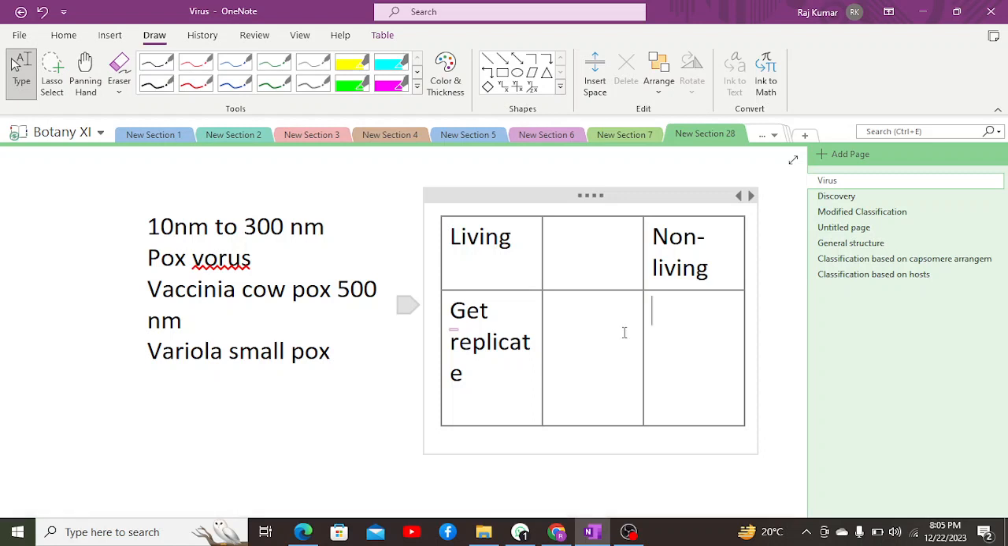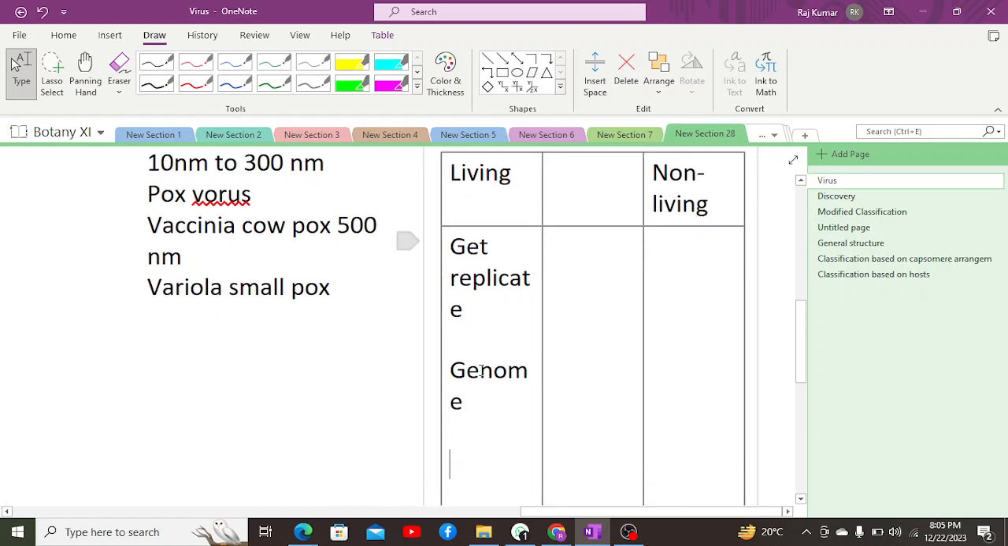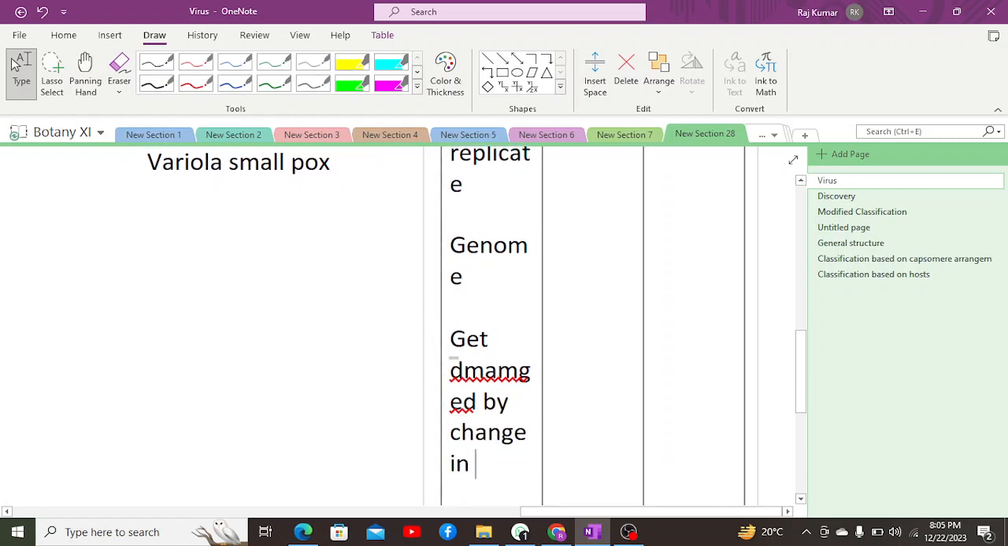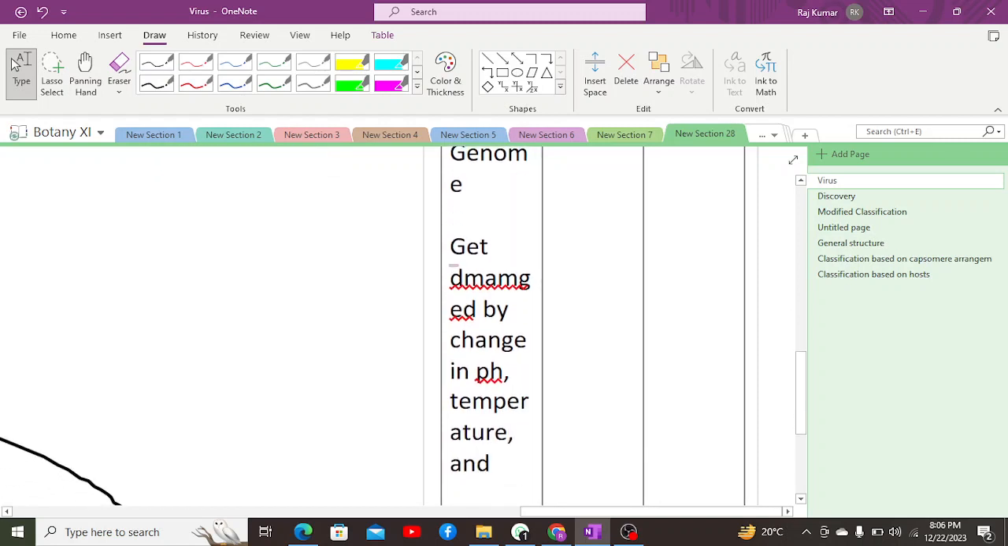Here is a living characteristic: it can get replicated. It has genetic material, the genome. It also has the non-living characteristic that it can get damaged by change in enzymes, change in pH, change in temperature, and it can also be damaged by ultraviolet rays.